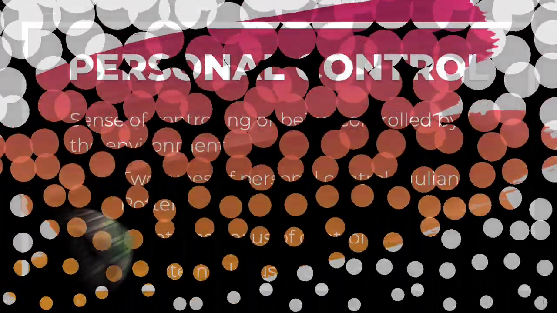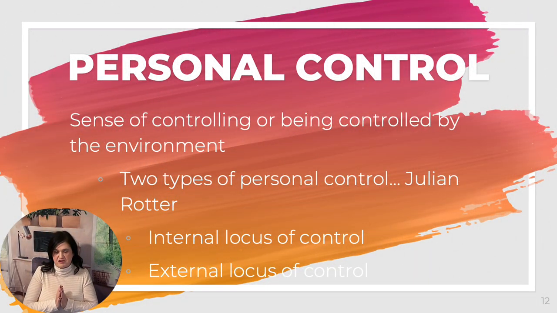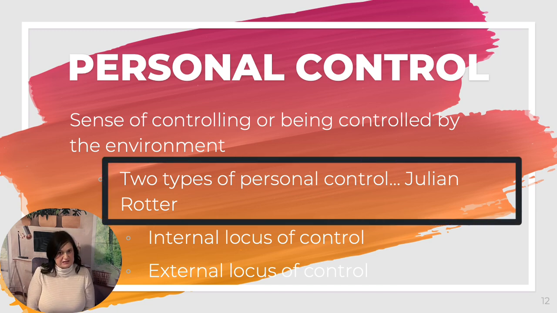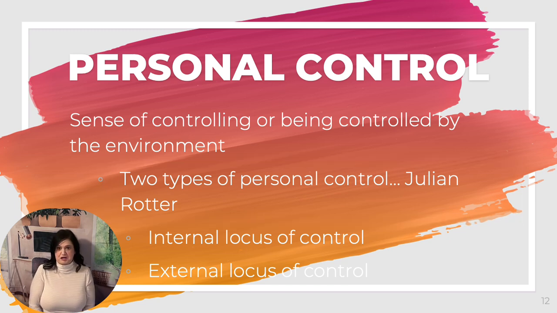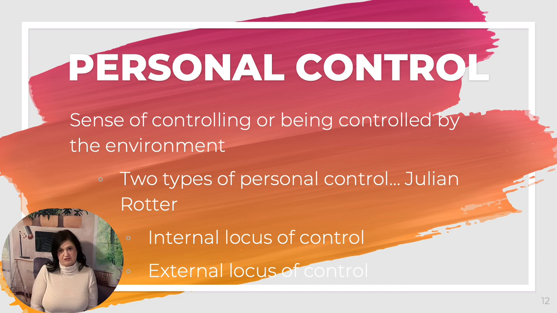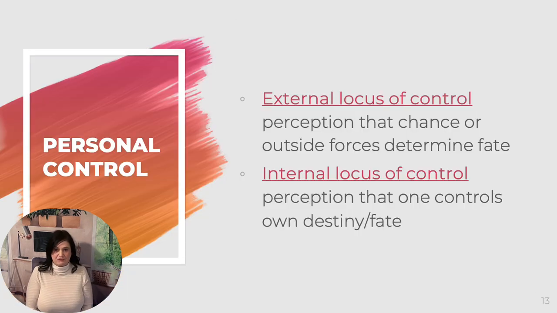Okay, personal control is next. Let's kind of shift gears here and talk about personal control. Our personal sense of control is whether we are controlling the environment or we are being controlled by it, right? This is called the locus of control. Julian Rotter, make sure you know that name, Julian Rotter, right? That name could definitely come up on the test. He says that there are two types of personality control: external locus of control and internal locus of control.